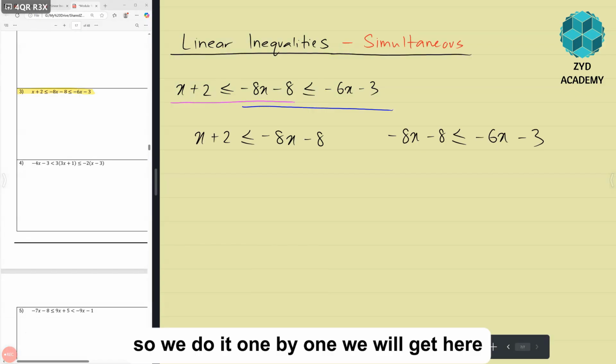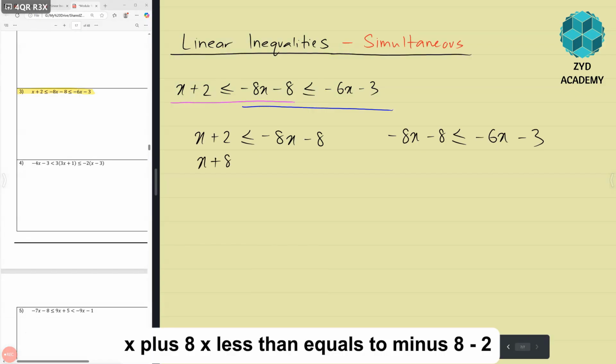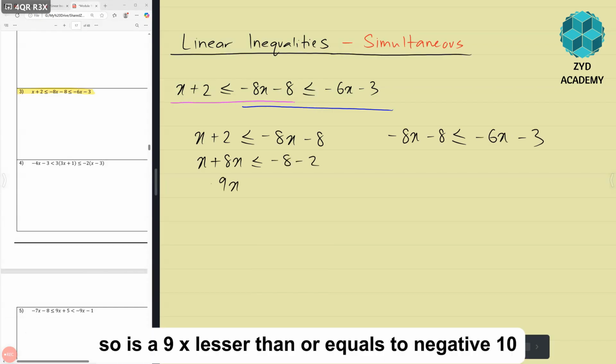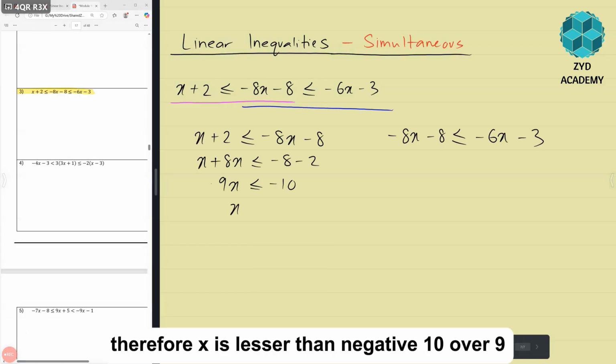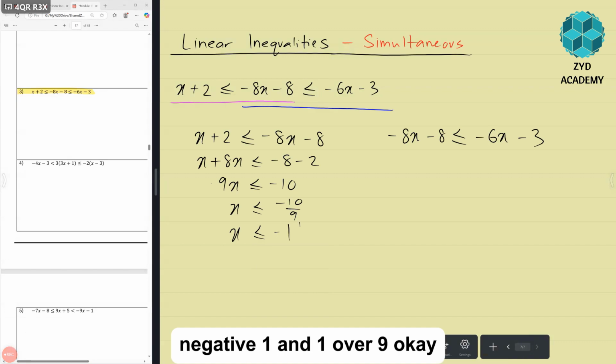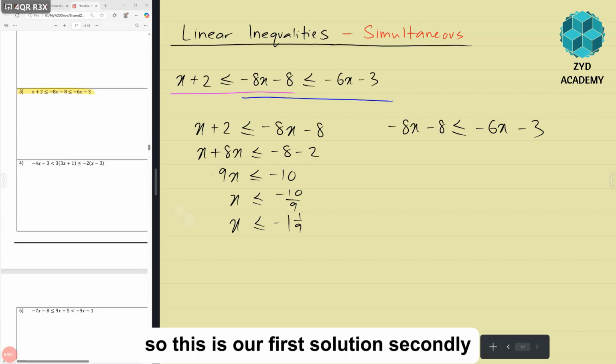We will get here x + 8x ≤ -8 - 2. So it's 9x ≤ -10. Therefore, x ≤ -10/9, which essentially means x ≤ -1 1/9. This is our first solution.